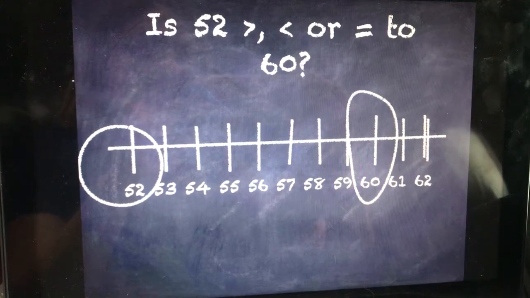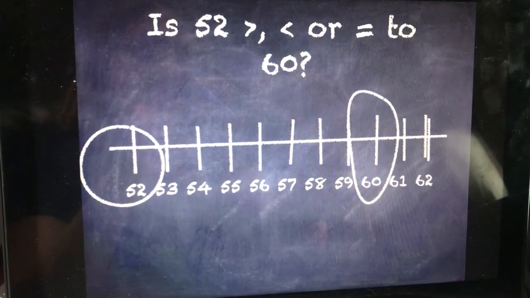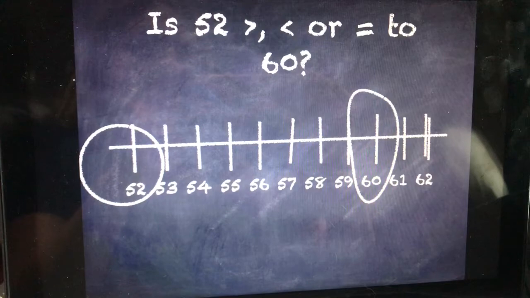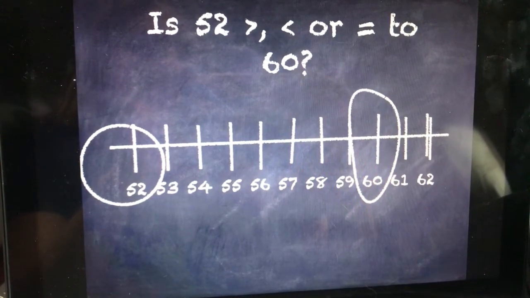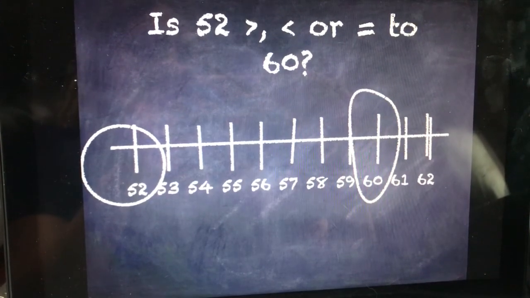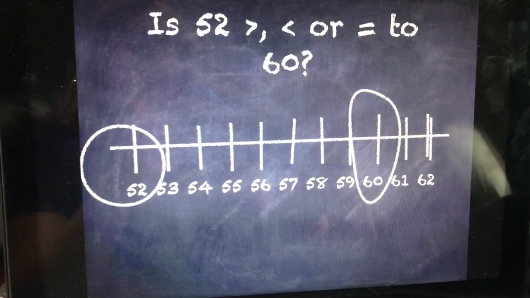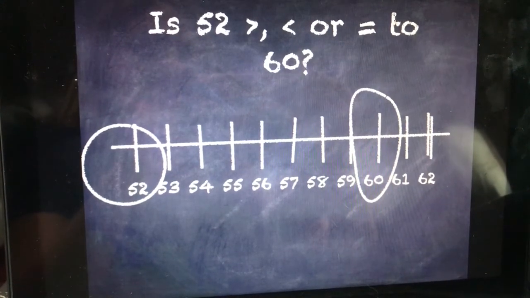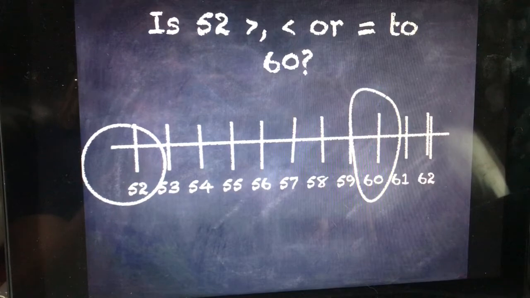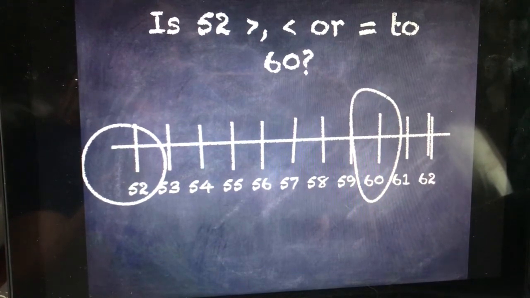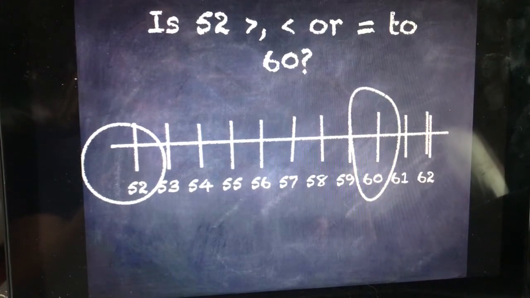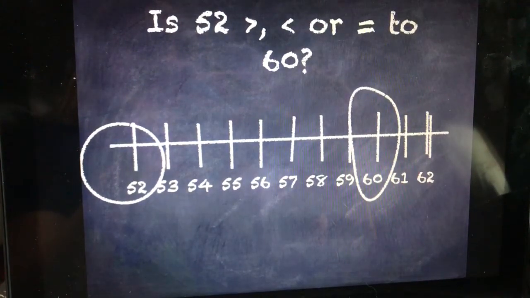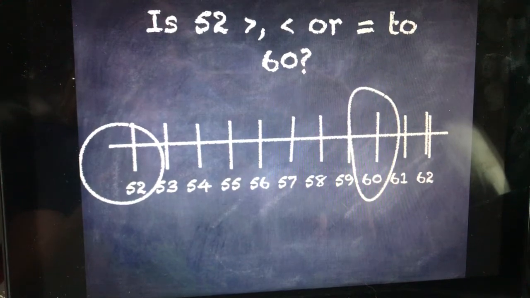So my first question, and we will do this together, is 52 greater than, less than, or equal to 60? So let's start at 52. That is our number that we are comparing. And then let's look at 60. Oh, there's 60. Good job. We are going to circle 60 and we're going to circle 52. Now, we're going to start at 52. Is it greater than, less than, or equal to?